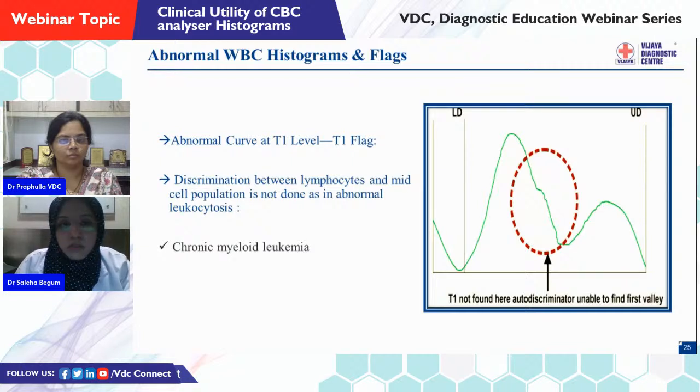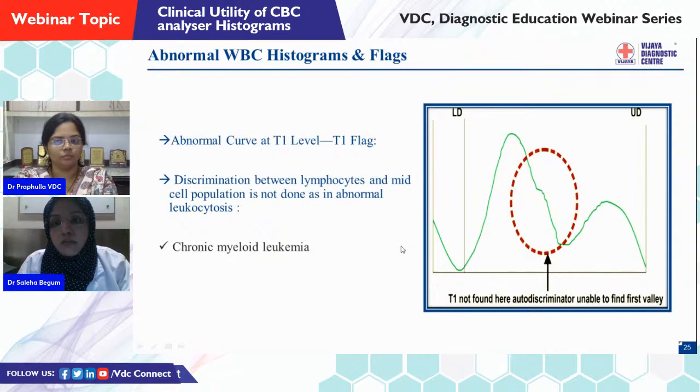Coming to this variation here, there is an abnormal curve at the T1 level. The T1 flag is there. The T1 discriminator is not found here. It is unable to differentiate the first valley from the small lymphocyte population. So the causes for such a graph could be chronic myeloid leukemia, where you can see the extreme shift to left of the population, and the automated analyzer is not able to decide between the mid cell population and the lymphocyte population, since there will be eosinophilia, there will be basophilia, there will be mature granulocytes in the patient's blood.